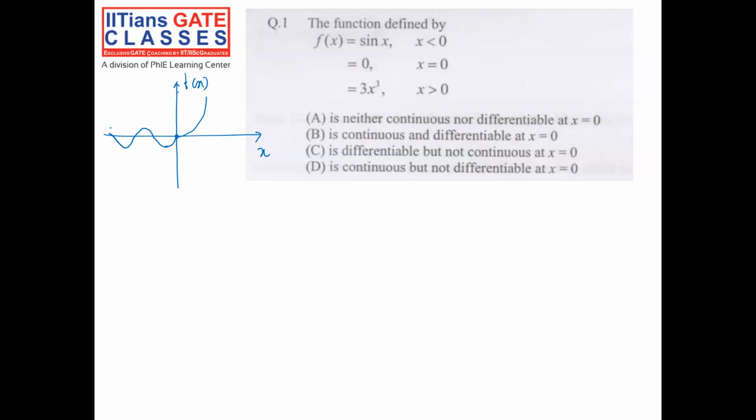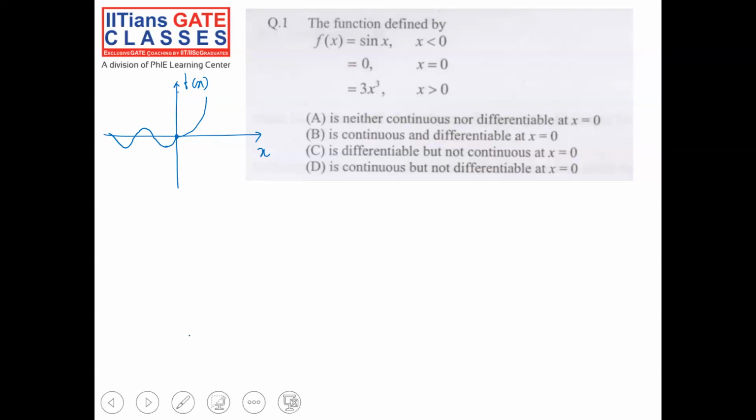So let's first start with the differentiability check. We say the function is differentiable when the right hand derivative and left hand derivative are equal to the actual derivative at that point. All the options here are related to x equal to 0, so our point of interest is x equal to 0. We'll calculate the left hand derivative, right hand derivative, and the actual value of the derivative at that point.